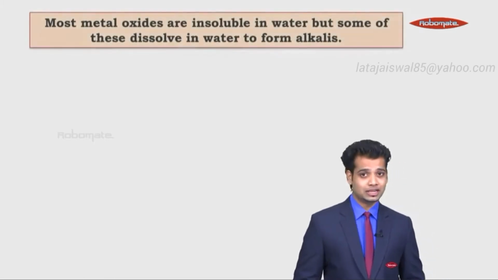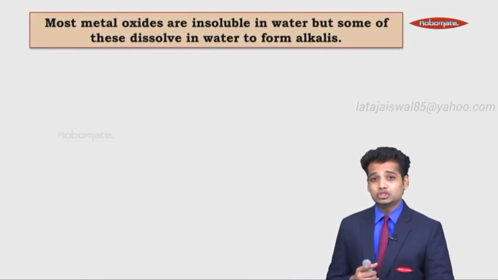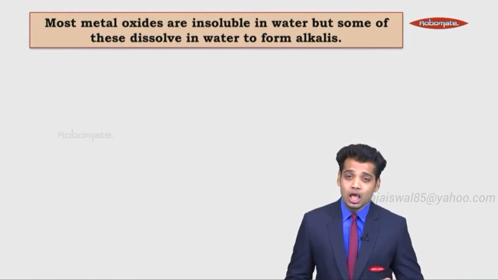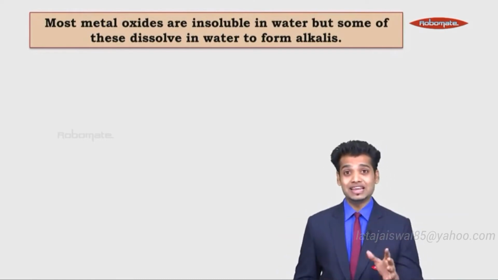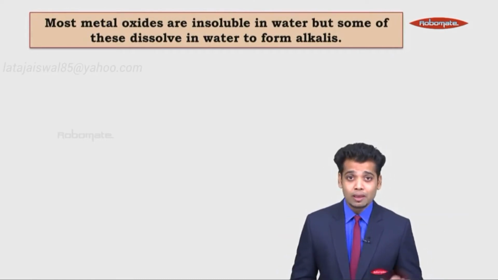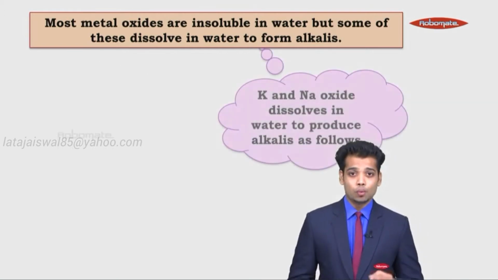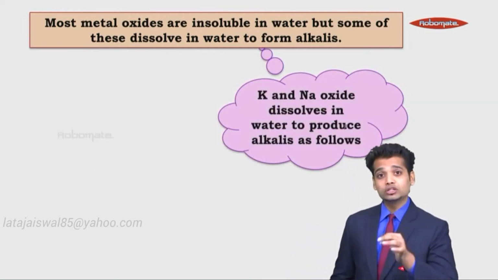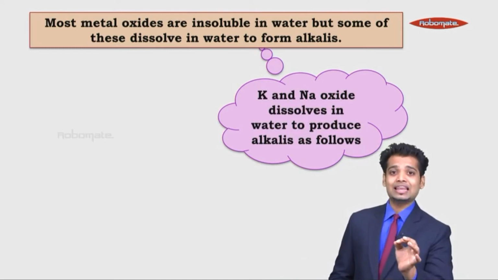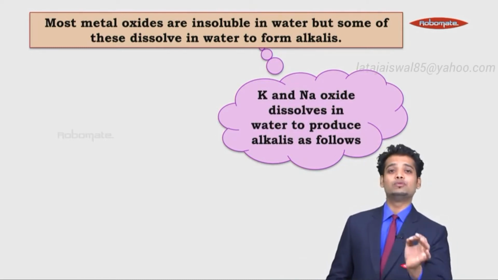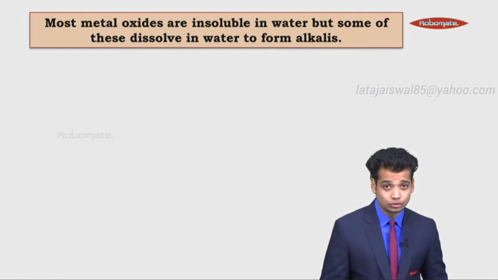Moving on to the nature of these oxides. Most metal oxides are insoluble in water. I mean, even if you put them in water for 10 days, they are not going to dissolve in it. But some of these dissolve in it and form alkalis. What are alkalis? Water-soluble bases. K and Na oxide dissolve in water to produce alkalis as follows.